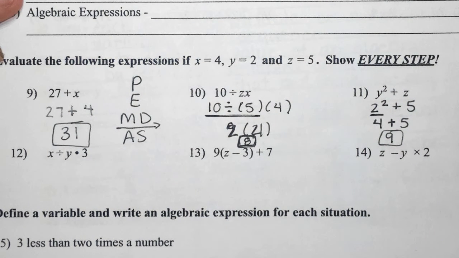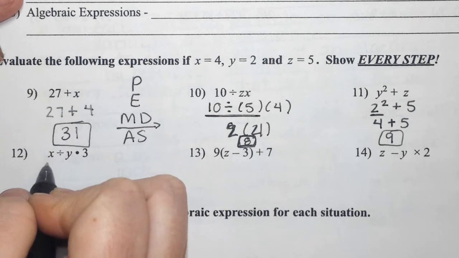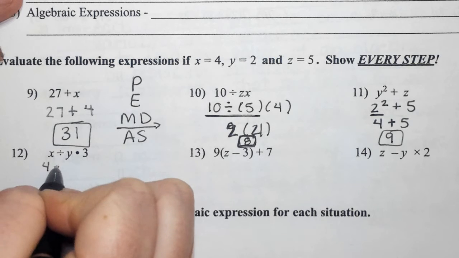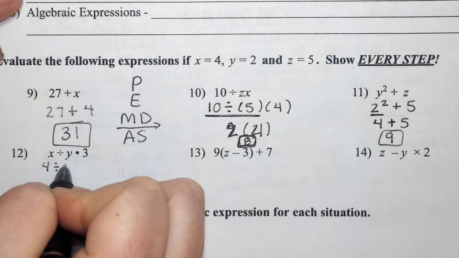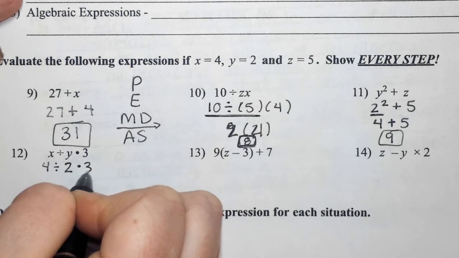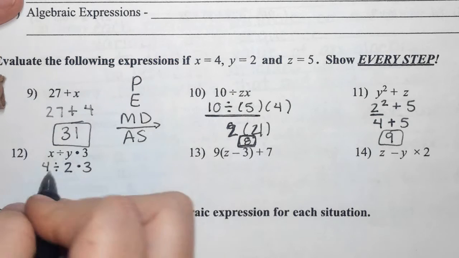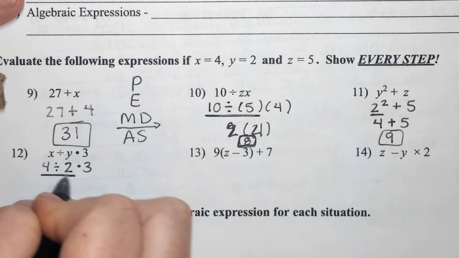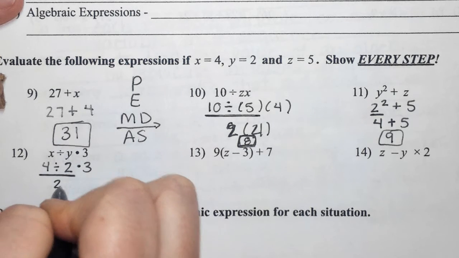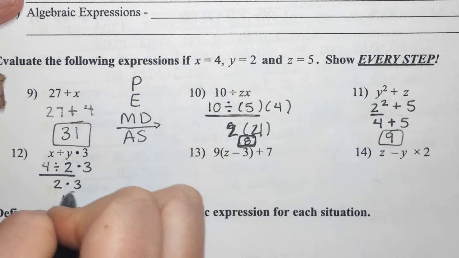Number 12. What's my new problem going to say, Carrie? 4 divided by 2 times 3. Right, and what am I going to do first on this problem? Divide. We're going to do 4 divided by 2, and what does that give me? 2. And then times 3, and 2 times 3 is 6.